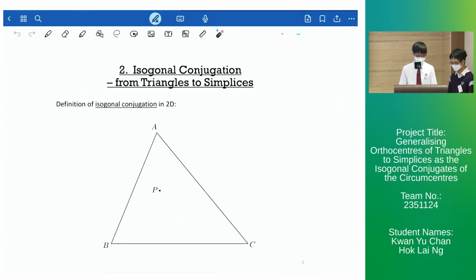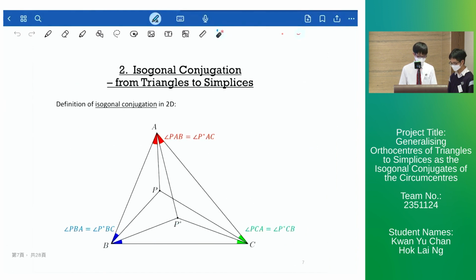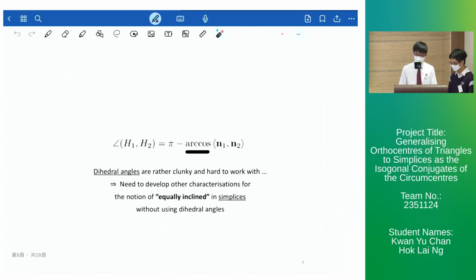Given a triangle ABC and a point P in general position, there exists a unique point P star such that these two red angles, these two blue angles, and these two green angles are equal as shown. P star is called the isogonal conjugate of P with respect to triangle ABC. However, in higher dimensions, dihedral angles are rather clunky and hard to work with. We have developed other characterizations of points being equally inclined from two facets of a simplex.